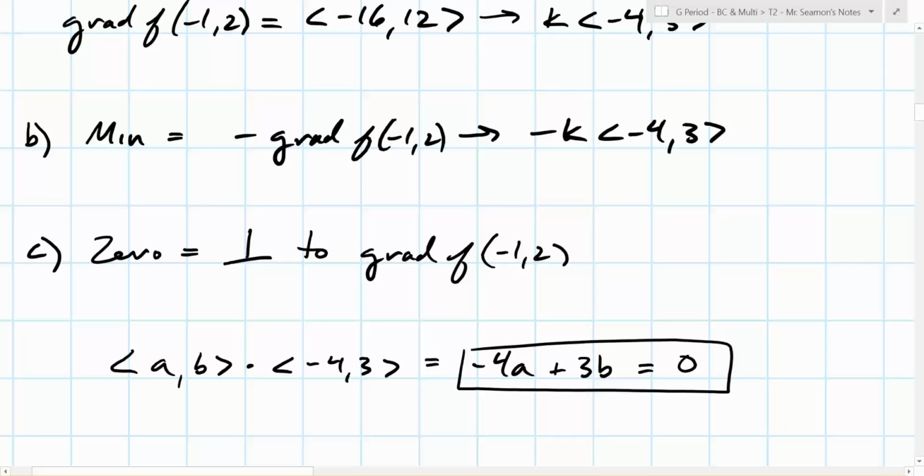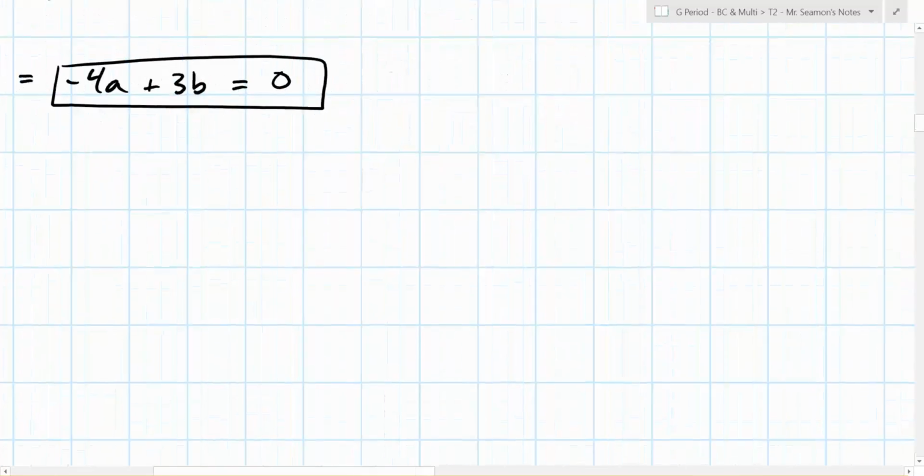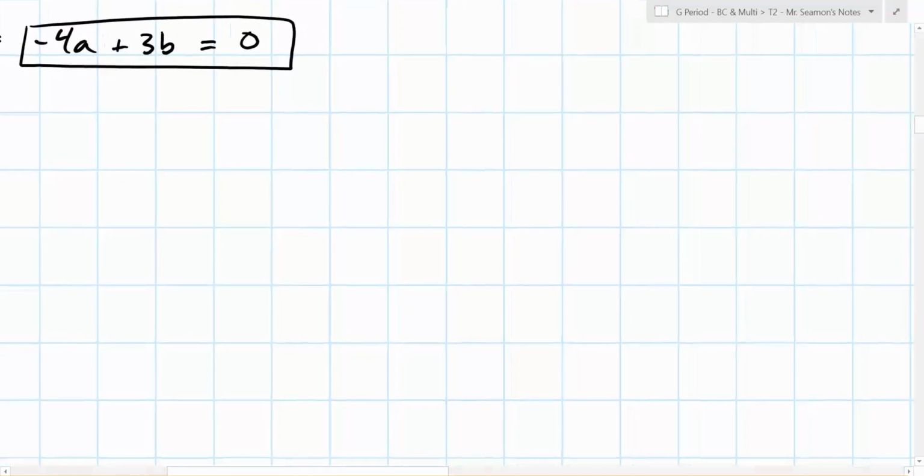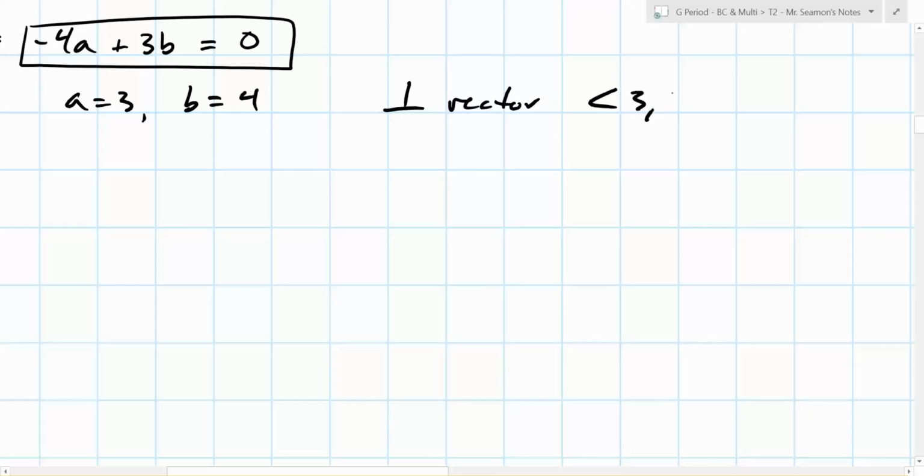Now here's the thing. The reason this is challenging, and you're not the first class to come up against this, is you can choose any values you want that make this true. So a could be 3 and b could be 4. So our perpendicular vector is going to be 3, 4. Or negative 3, 4. No, you can't do negative 3, 4. You could do negative 3, negative 4. Sure. But right there it is, 3, 4.